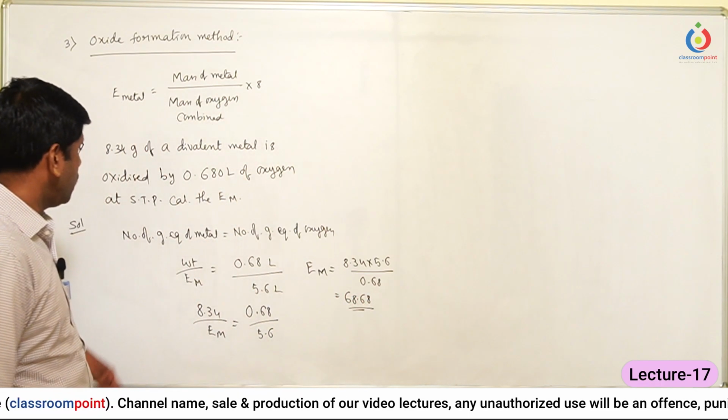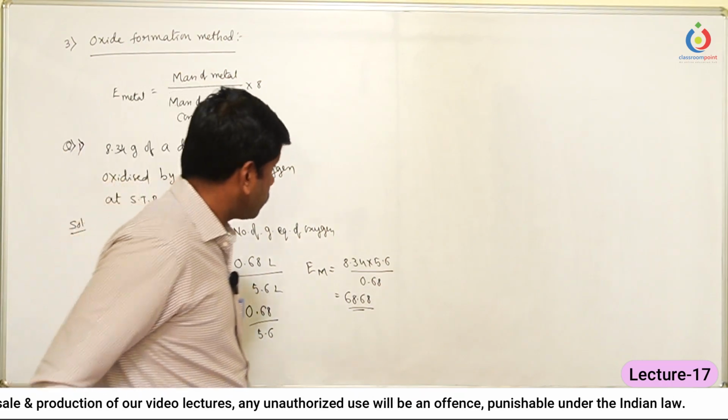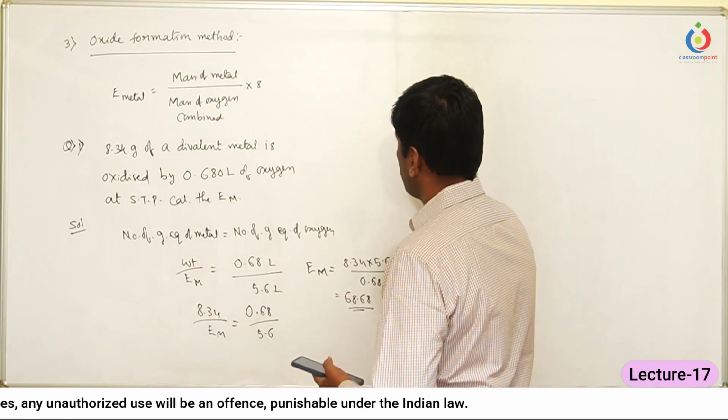68.68 is the equivalent mass of this divalent metal. Next question.